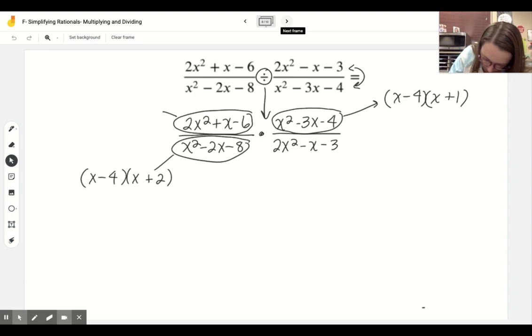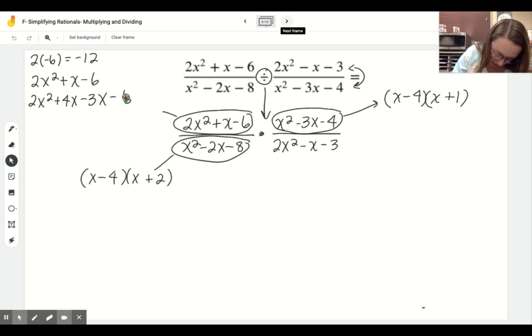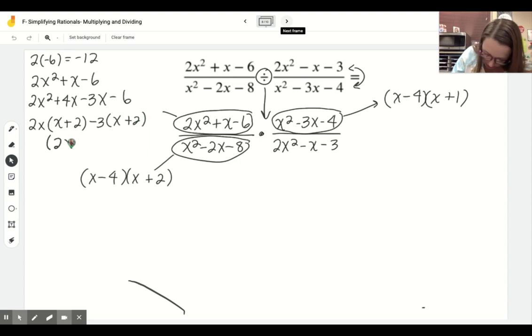All right, now these ones I'm going to have to do more of the AC method. So let's see. A times C, 2 times negative 6 is negative 12. I need to multiply to negative 12 and add to 1. So I've got 2x squared, and instead of plus x, let me rewrite it. I'm going to do 2x squared plus 4x minus 3x minus 6. So I can factor by grouping. Greatest common factor of the first two terms is 2x. So I've got to divide the last two terms by negative 3. I get 2x minus 3 times x plus 2.